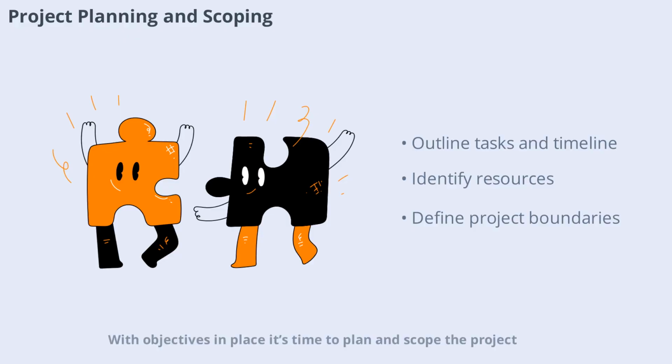The objectives in place, it's time to plan and scope the project. This involves outlining the tasks, resources, and timeline needed to reach the goals. Planning helps identify potential challenges early and ensures that the team is prepared. Scoping defines the boundaries of the project, what's included and what's not. This step is crucial for managing expectations and keeping the project on track. A well-planned project is more likely to stay within budget and deliver results on time.